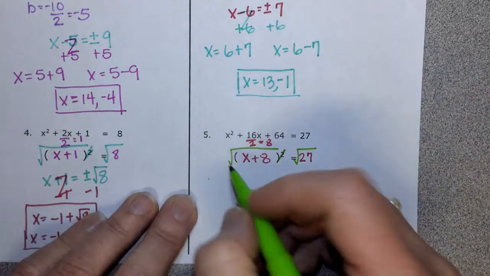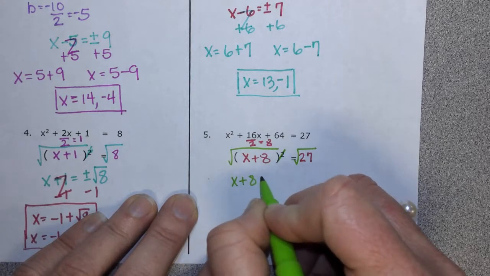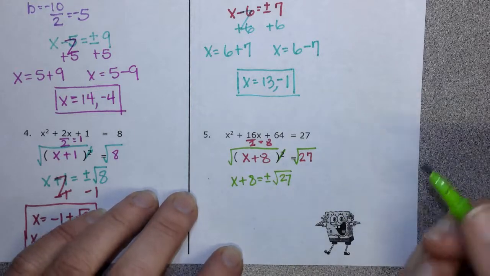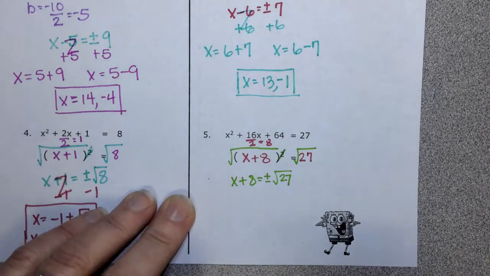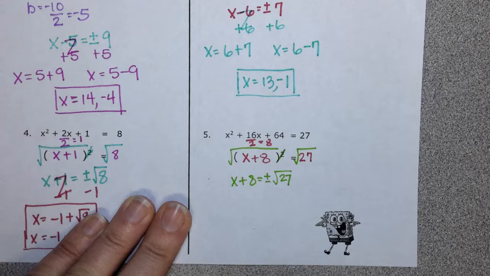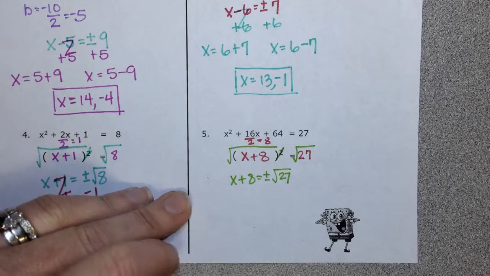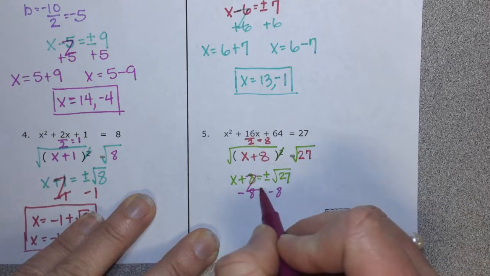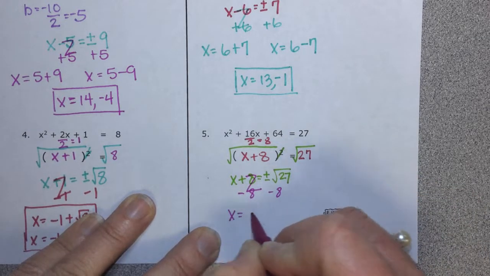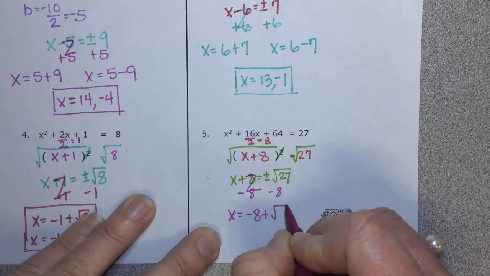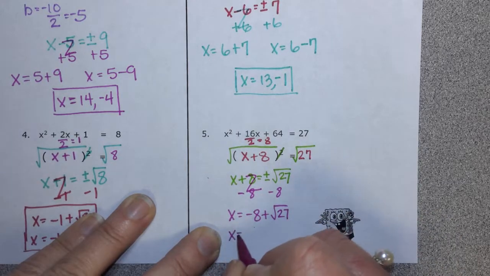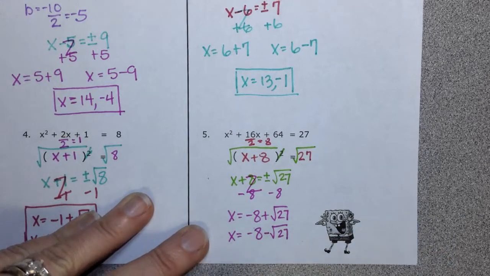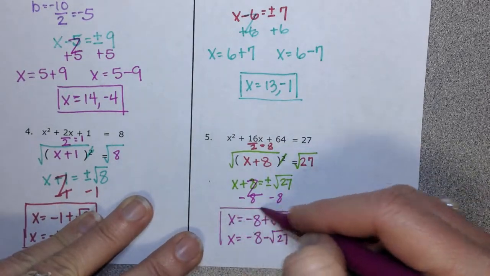So that goes away. So then I have x plus 8 equals plus minus the square root of 27. And I'm going to leave it like that since 27 is not a perfect number. And now to solve for x, I just need to subtract 8 from both sides. So that gives me x equals negative 8 plus the square root of 27, and x equals negative 8 minus the square root of 27. And those are my 2 solutions.